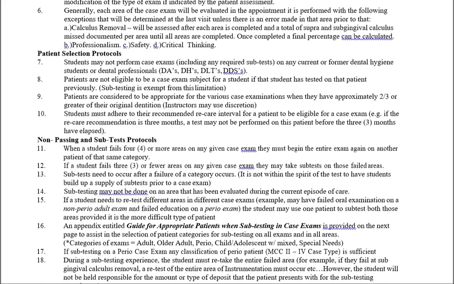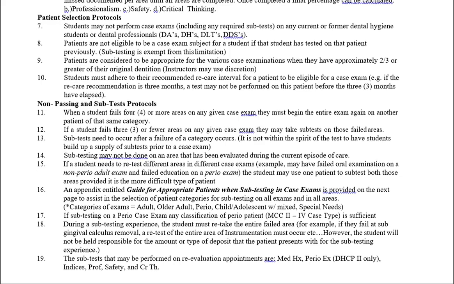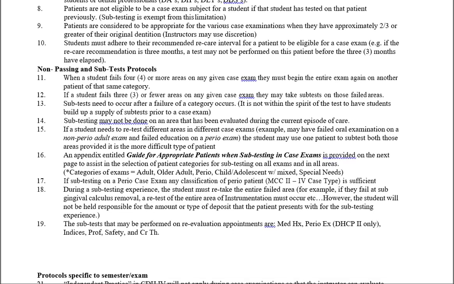If a student needs to retest different areas in different case exams, so you have failed extraoral exam on a non-perio adult exam and failed education on a perio, the student may use one patient to subtest both of these areas, provided it is a more difficult type of patient. We'll look at the guide for appropriate patients when subtesting in a moment.